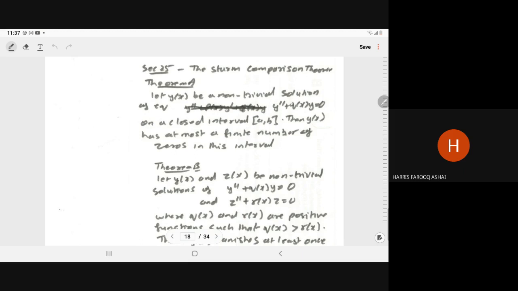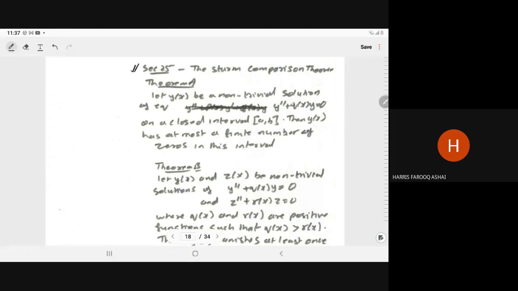Now we are moving to the next section, section 25, under the qualitative properties of the solution. In that we have another important theorem, the Sturm comparison theorem. What is the Sturm comparison theorem? Let us see one by one. In that, the first theorem is theorem A.